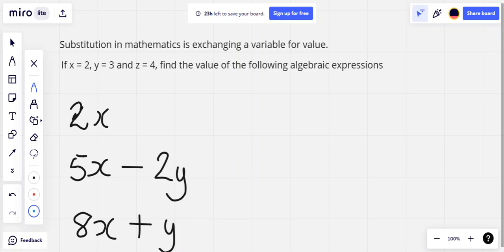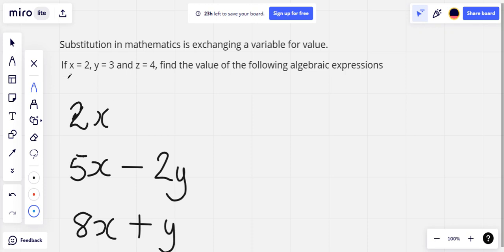Okay, so today we are going to be looking at substitution in mathematics. On my screen here, I have the definition of what substitution is. So let's read. Substitution in mathematics is exchanging a variable for a value. And here we have a few examples down here, which we are going to do together.